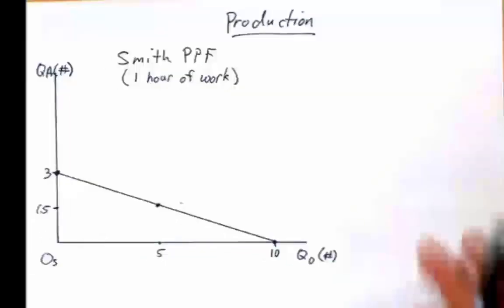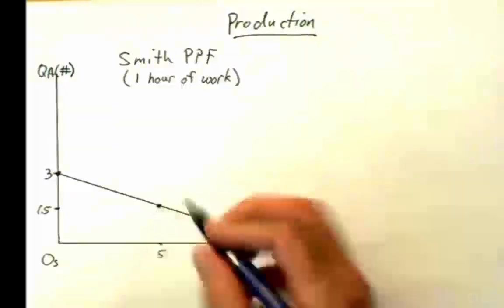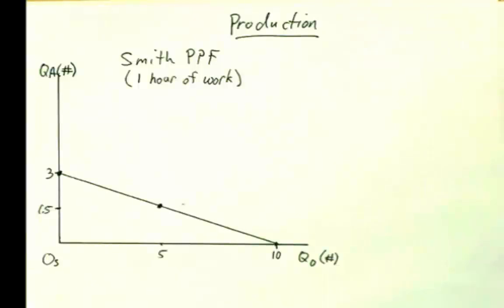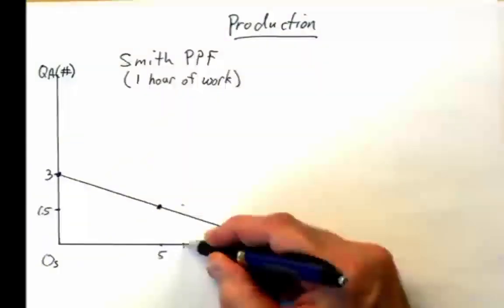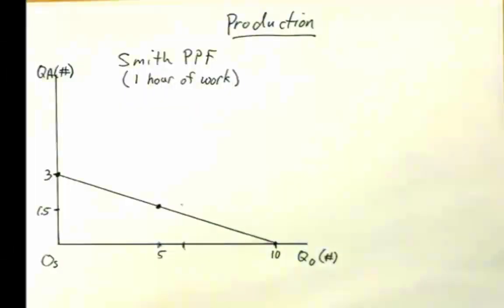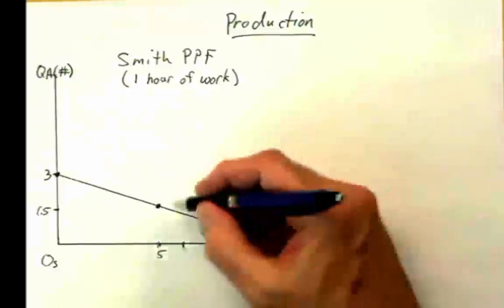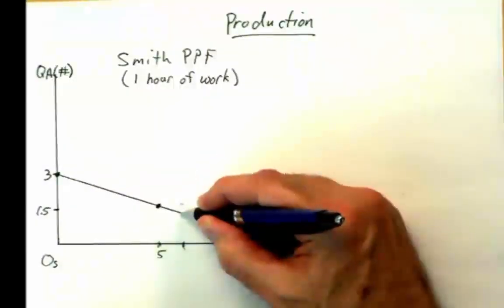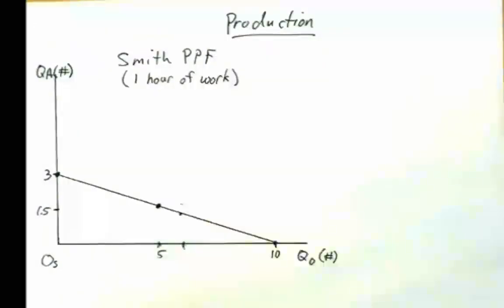Because what the PPF is telling us, if we started at a point like the middle point right here, and you can pick any point on the PPF, and ask the question, how many apples would he have to give up to produce another orange? So you might say, let's suppose he wants to move from 5 oranges to 6 oranges. How many apples would he have to give up? Well, to move from there to there, he would have to move from the point like this on his PPF to a point like this.